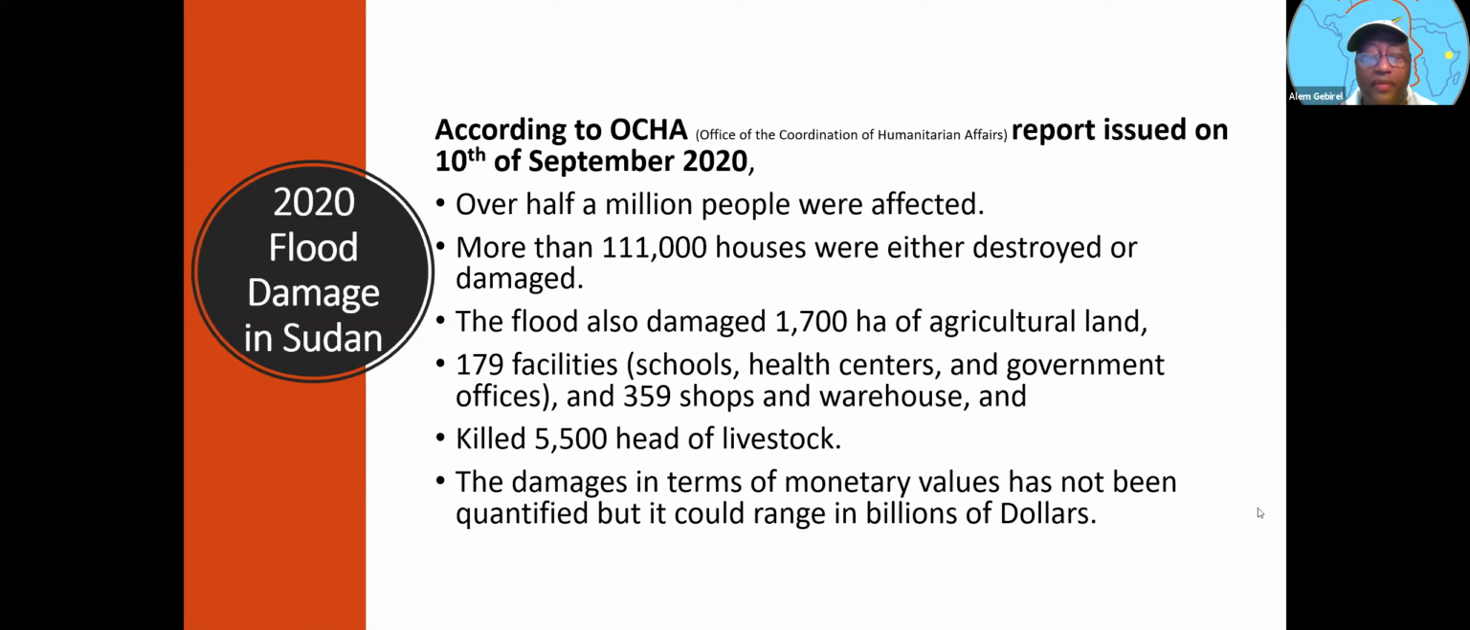More than 111,000 houses were either destroyed or damaged. The flood also damaged several hectares of land, and so on. This gives you the high-level picture that the damage was really extensive. This is not really a complete picture. Hopefully the authorities in Sudan have issued a damage assessment, but I don't have any access. This is just the tip of the iceberg of the information I got, to give you very high-level information of the damage caused. Please, next slide.